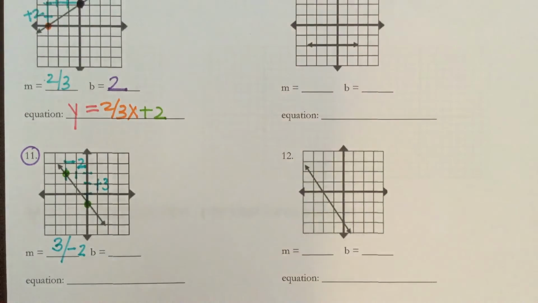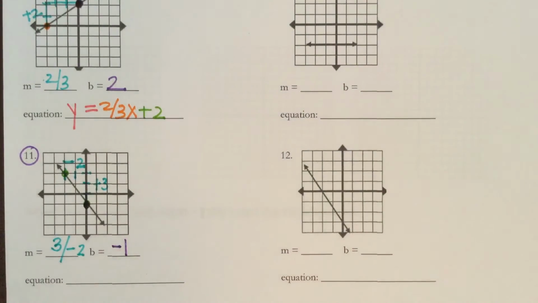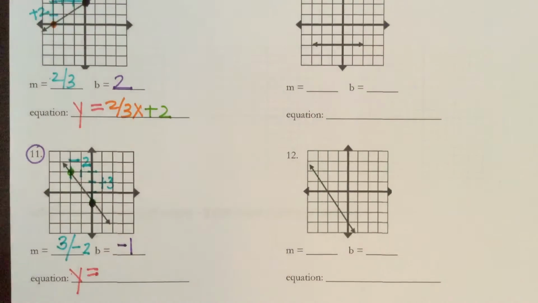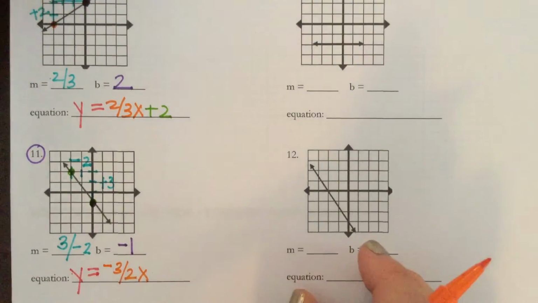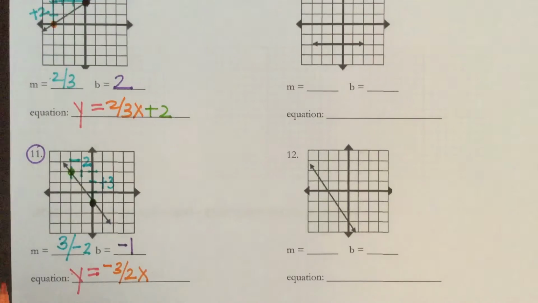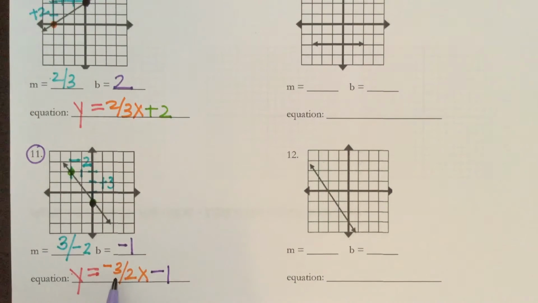I can see that that line crosses the y-axis right here at -1. We are now ready to write our equation. Y equals, my slope is either 3 over -2, or I can call that -3/2. It doesn't matter whether the negative's in the numerator or the denominator. So -3/2 with my x, and then my y-intercept is a -1. Y equals mx plus b.